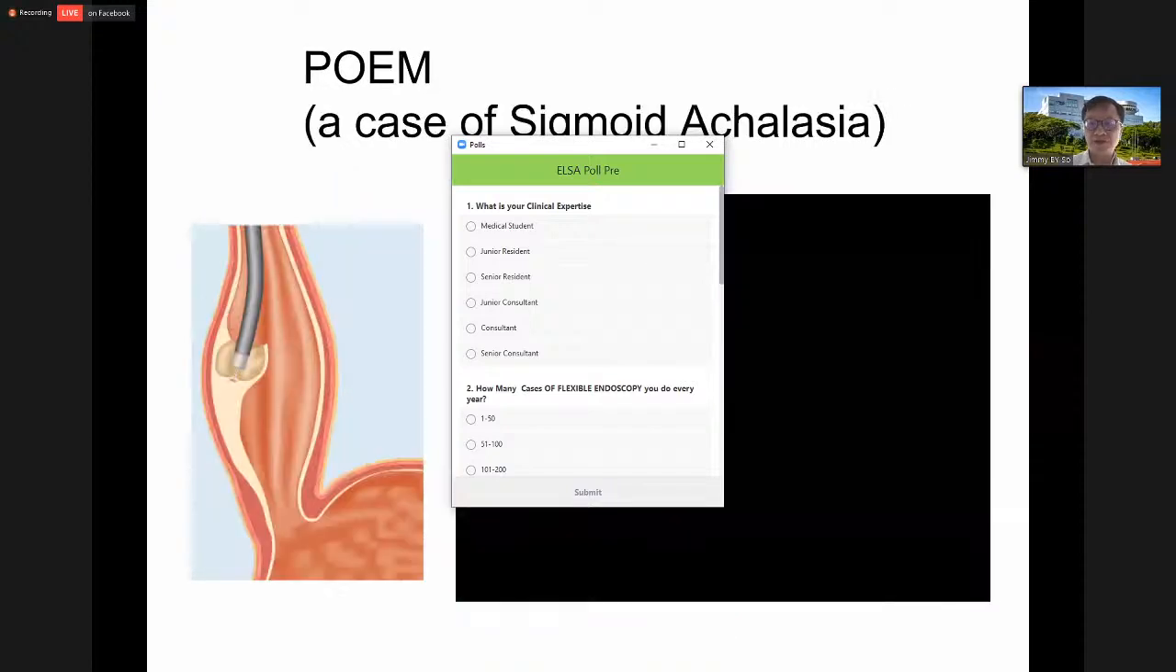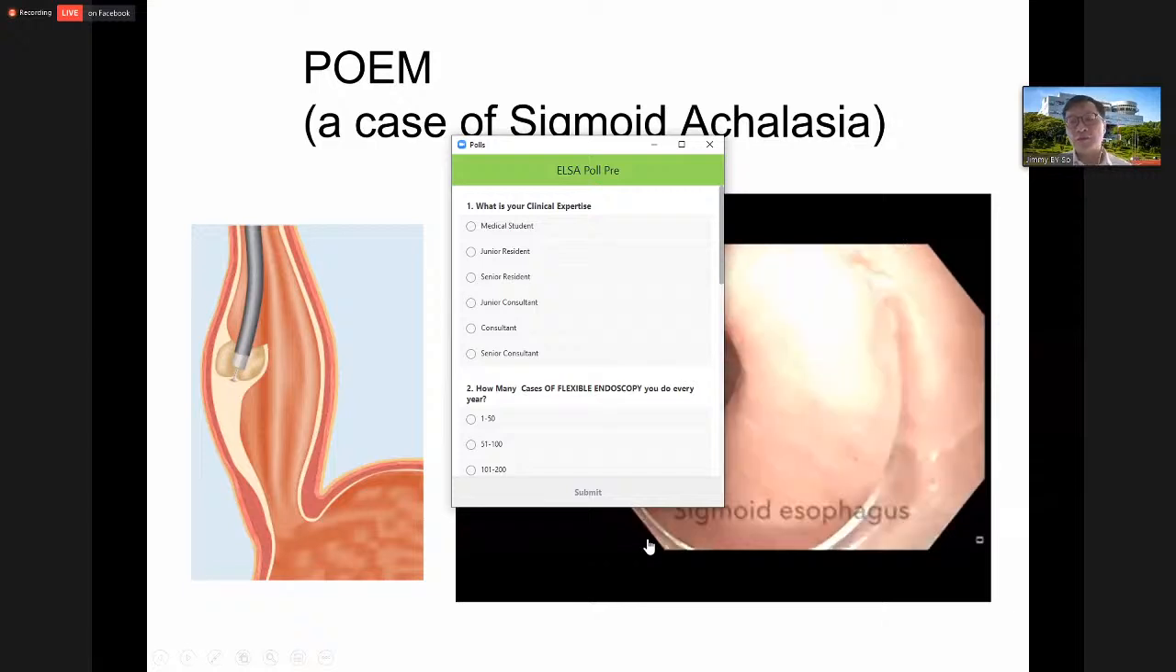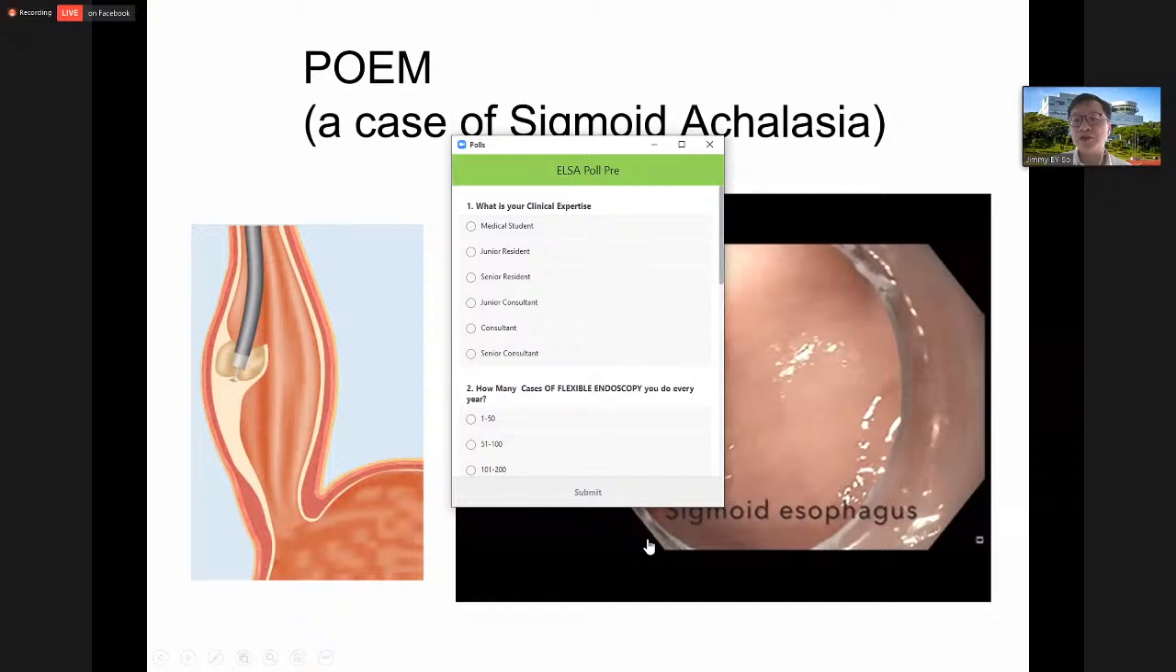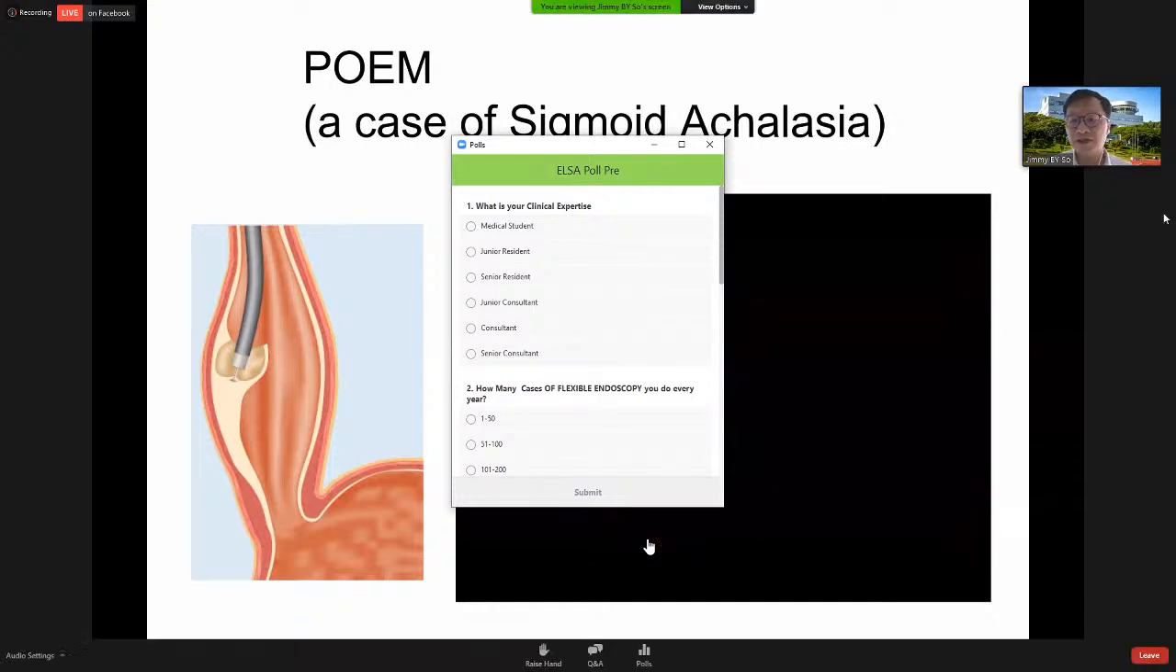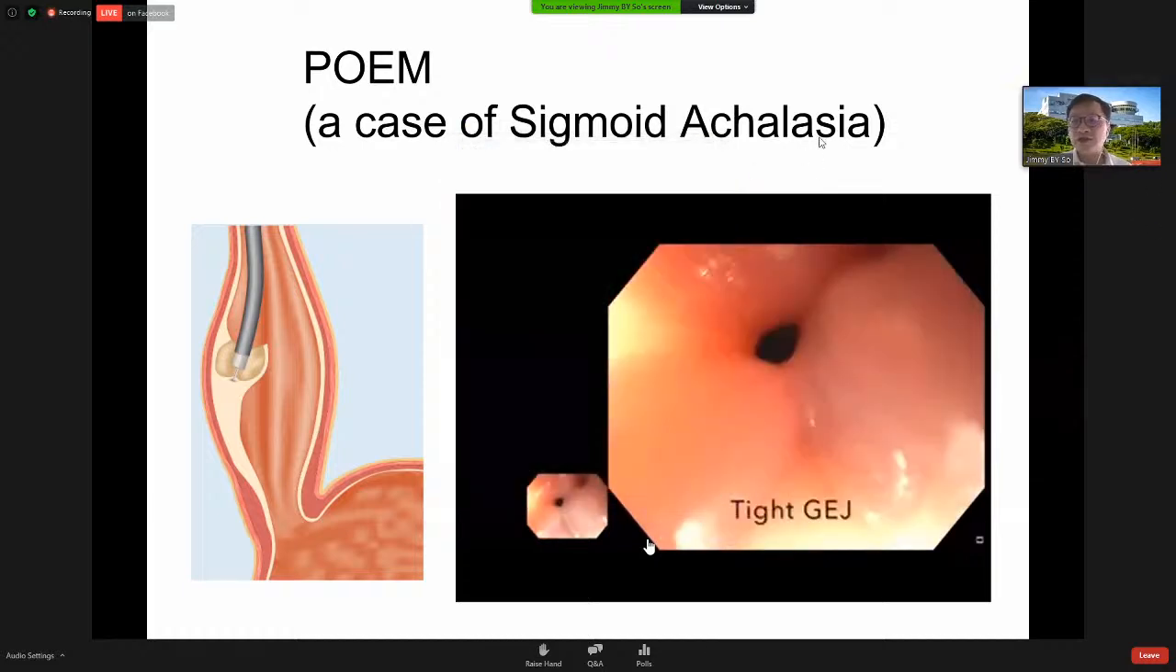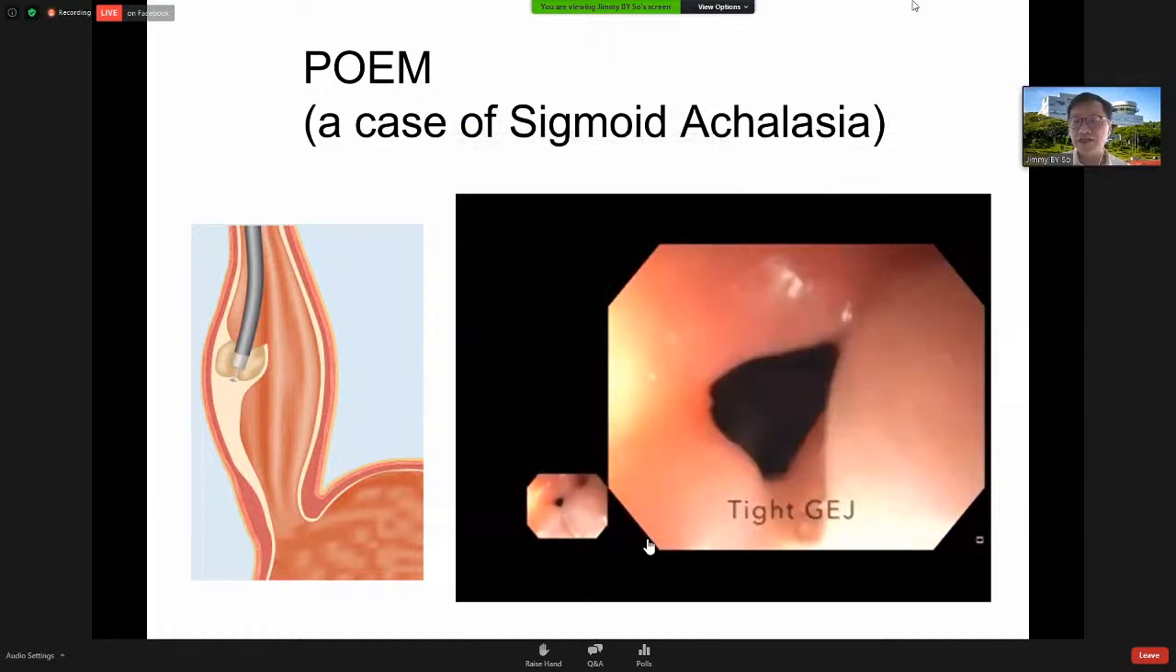Let me show you an example of a case of POEM for a case of sigmoid achalasia. This is one of our earliest cases, from our early series. It was performed to show that POEM can be performed for cases of sigmoid achalasia as well. You can see that the esophagus was very tortuous with a tight GJ.